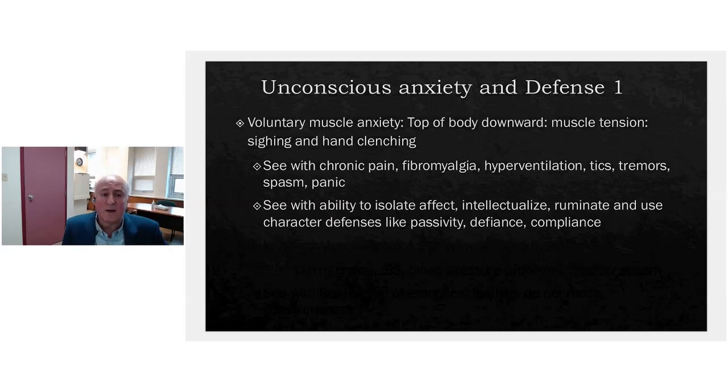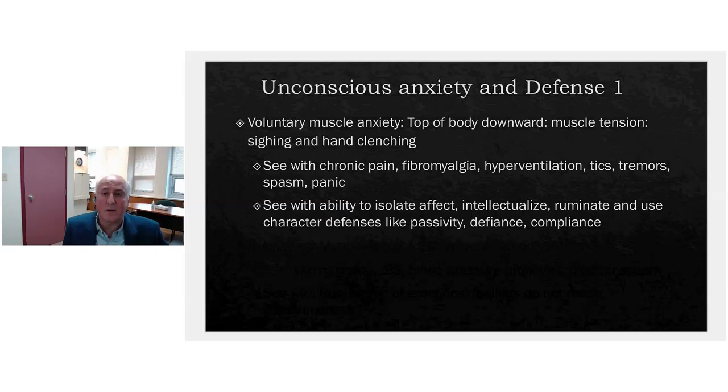But the first pattern is voluntary muscle anxiety. It goes from the top of the body downward, starting with the thumbs, hands, and then it goes to the chest, abdomen, legs, and feet. So what you see is typically in a seated person is hand clenching and sighing respirations, and the person can have spasms, tics, tremors, panic from hyperventilation, chronic pain, fibromyalgia related to muscle tension, that chronic.